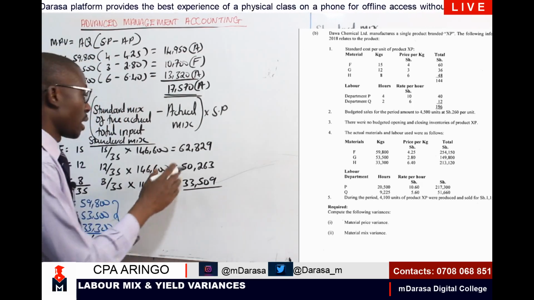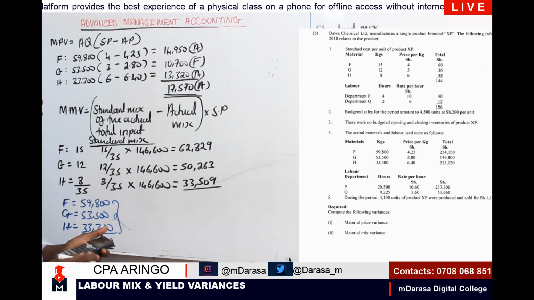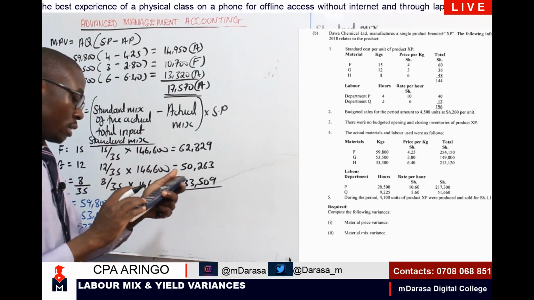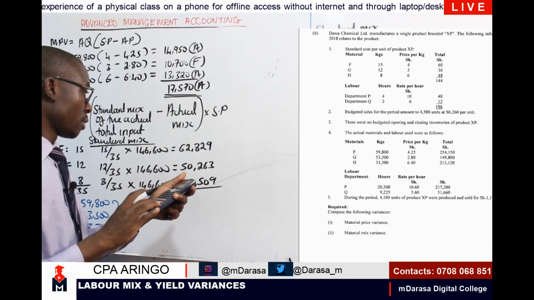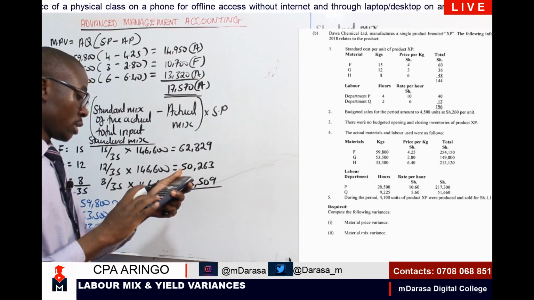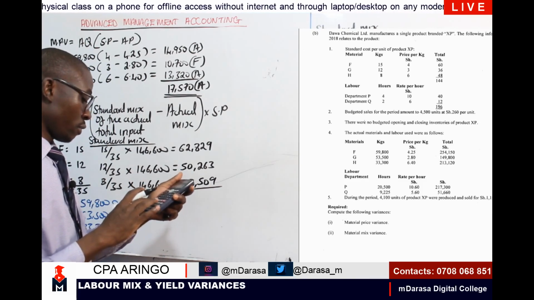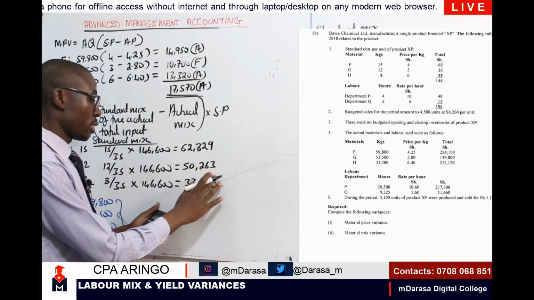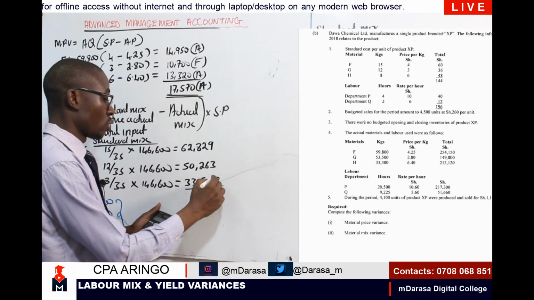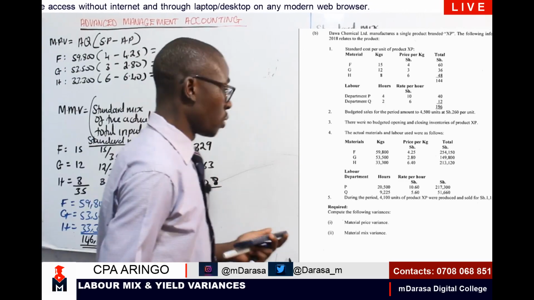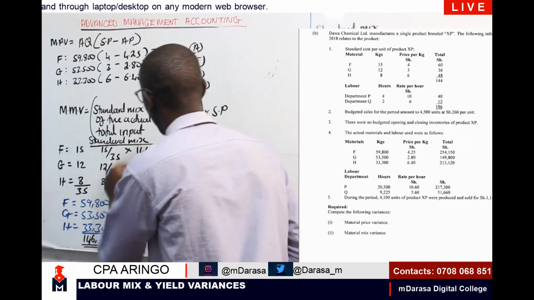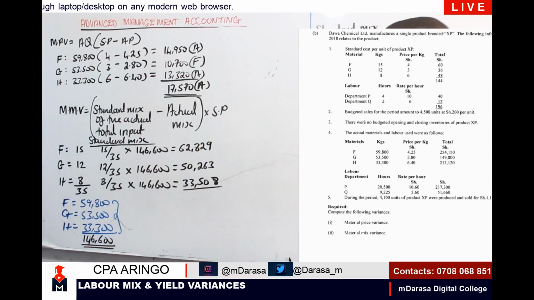So basically, this is now what you should be having. If we sum them up, 62,829 plus 50,263 plus 33,509 gives us how much? 146,601. So this one you can take it to be 146,600. So that is what you should be having in terms of determining our standard mix of the actual total input.